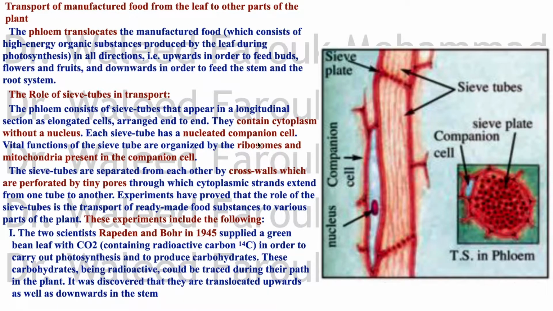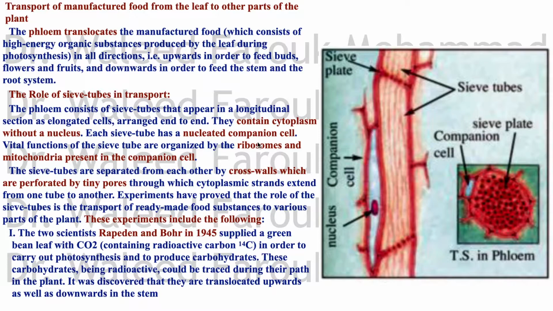Now for the transport in the opposite direction. What about transport of manufactured food from the leaf to the other parts of the plant? This is carried out by the phloem. The role of the phloem is to distribute food in all directions. It distributes the products of photosynthesis in all directions, upwards and downwards.